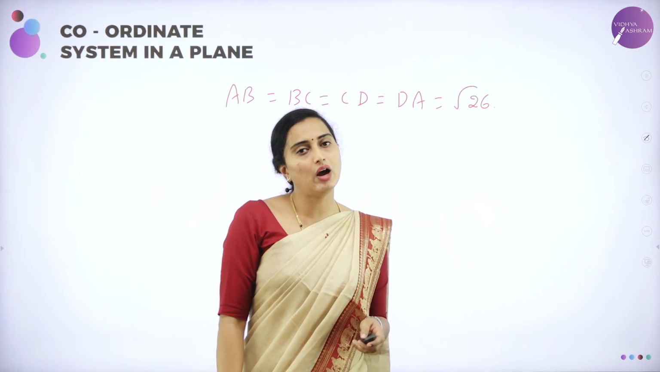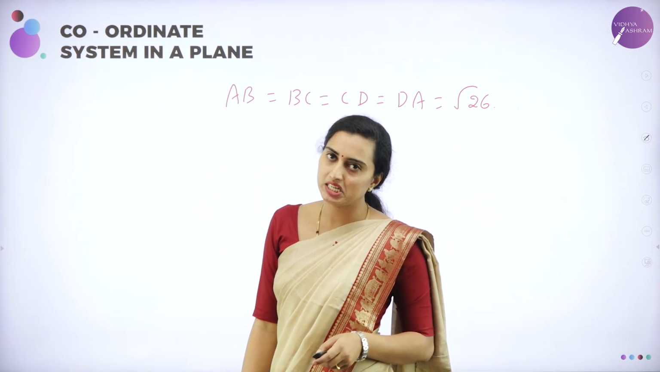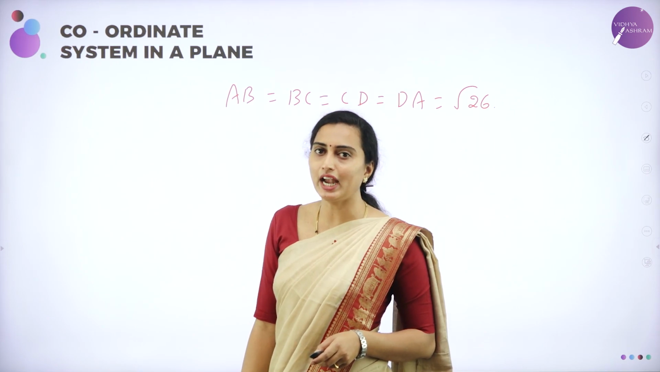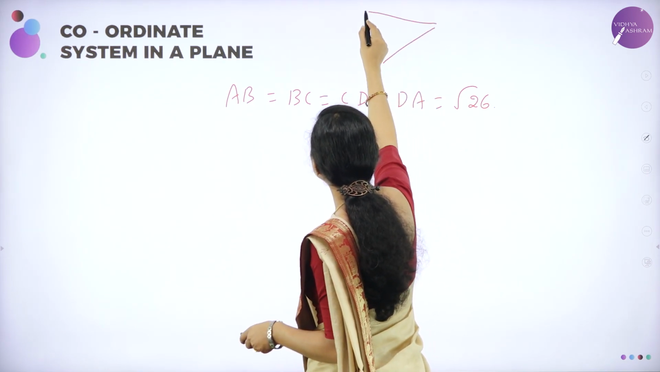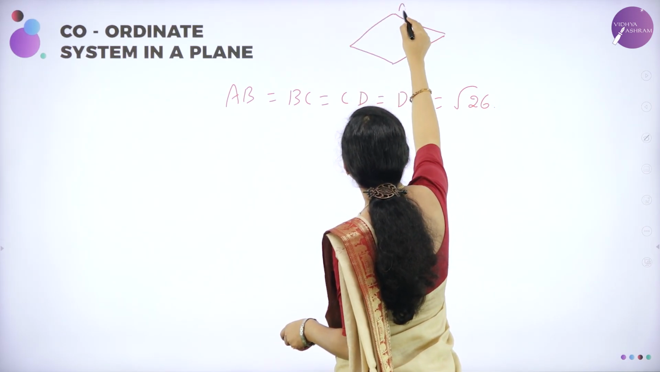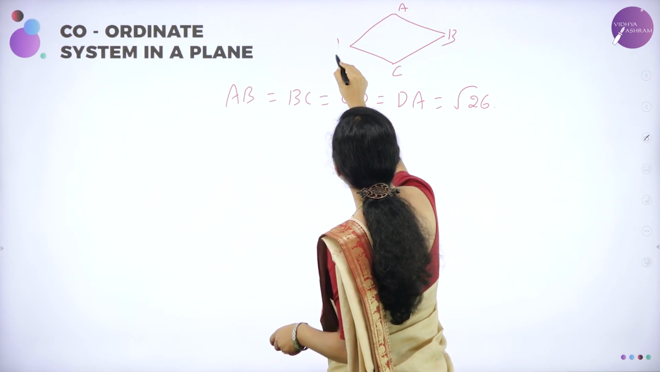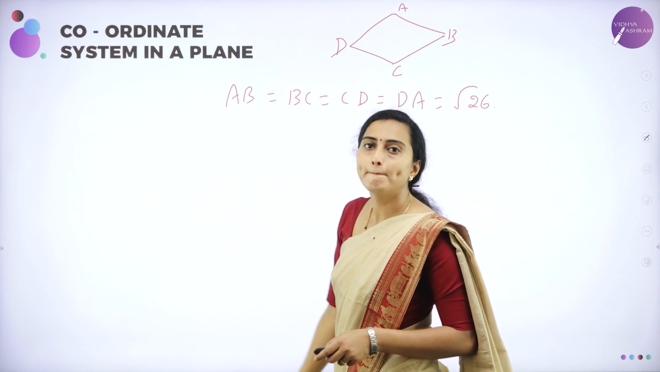Now we need to find out the diagonals. We should prove that the diagonals are not equal, that is AC and BD. That is the diagonals, right? So this is a rhombus, as all the sides A, B, C, D are equal. Diagonals are not equal, so AC must not be equal to BD.